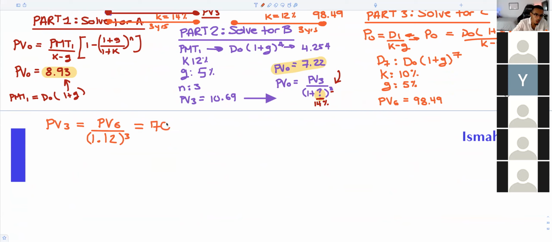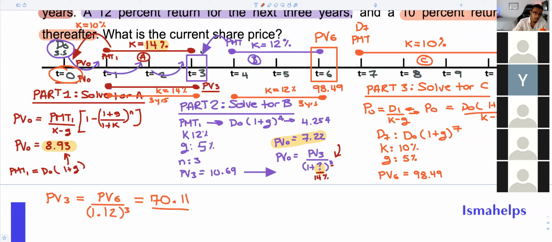There may be a small rounding error, but on the exam, just make sure not to round your decimal points until the end, and you should be fine. So that's PV3. We can go ahead and highlight that right here. So we have our PV3.